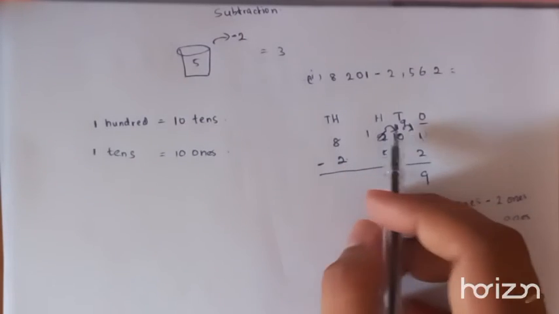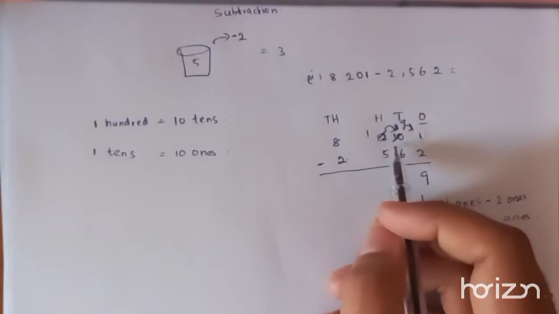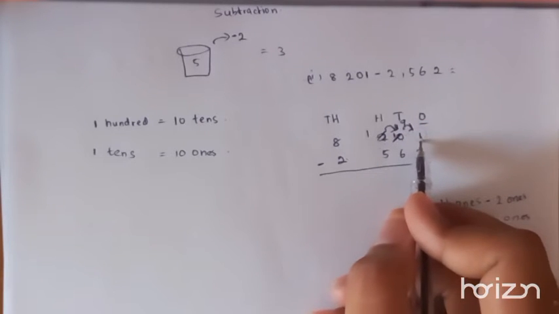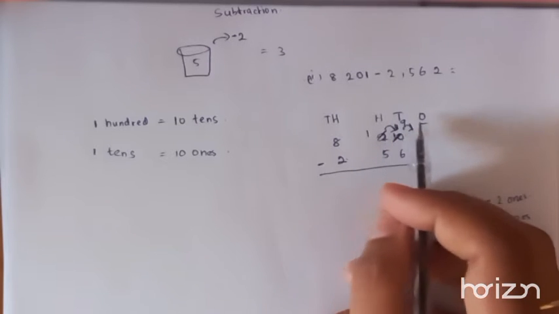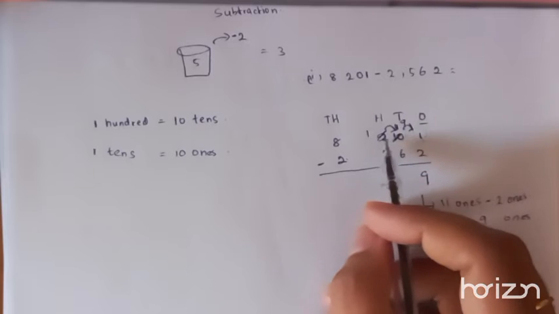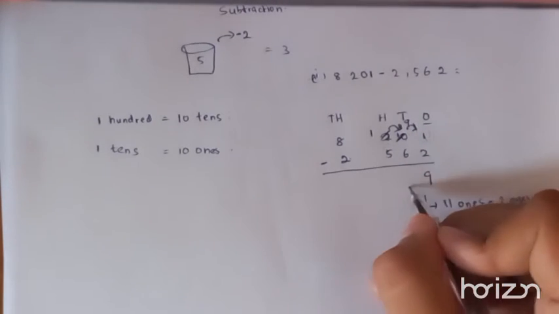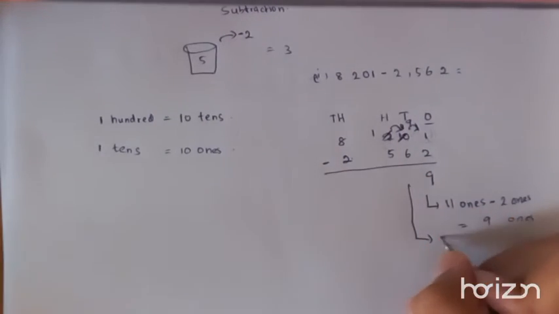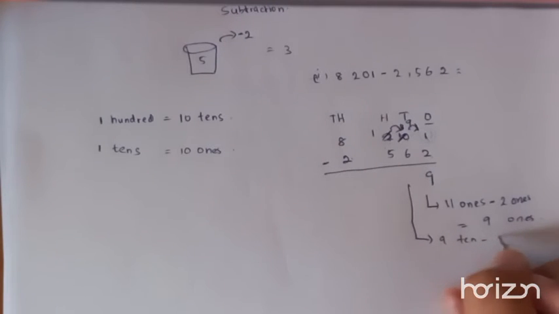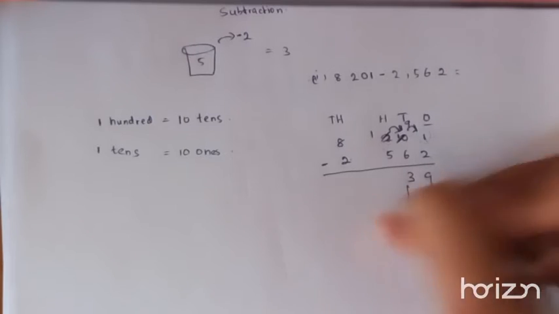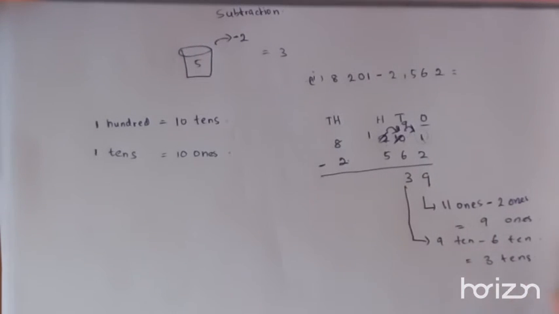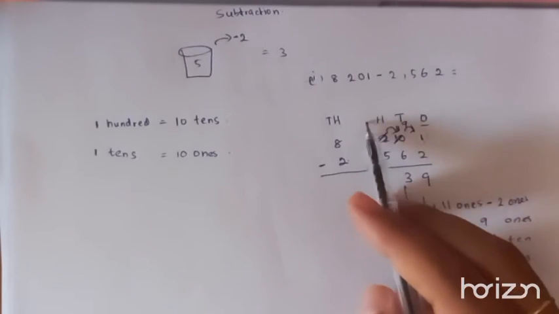Now we have 9 tens here. Remember, we exchanged from the hundreds, we had 10 tens, and once you gave 1 away, we had 9 tens. Now 9 tens take away 6 tens, we would have 3 tens in here. So I'm going to put 3 tens in there. And now in the hundreds column, we only have 1 hundred.